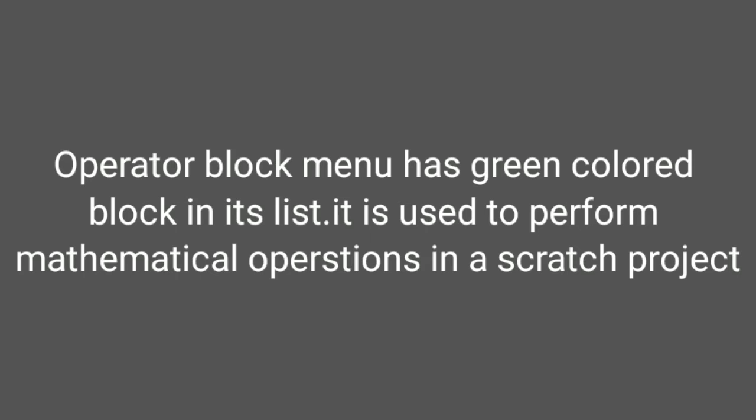Sensing blocks are blue colored blocks and are used for detecting the activities which are occurring inside a project. Operators blocks are green colored blocks and they are used for performing mathematical operations. These are the differences between sensing blocks and operators blocks. And these operators blocks can appear in either a rectangular shape or a hexagonal shape. These are the two shapes in which operators blocks can appear.